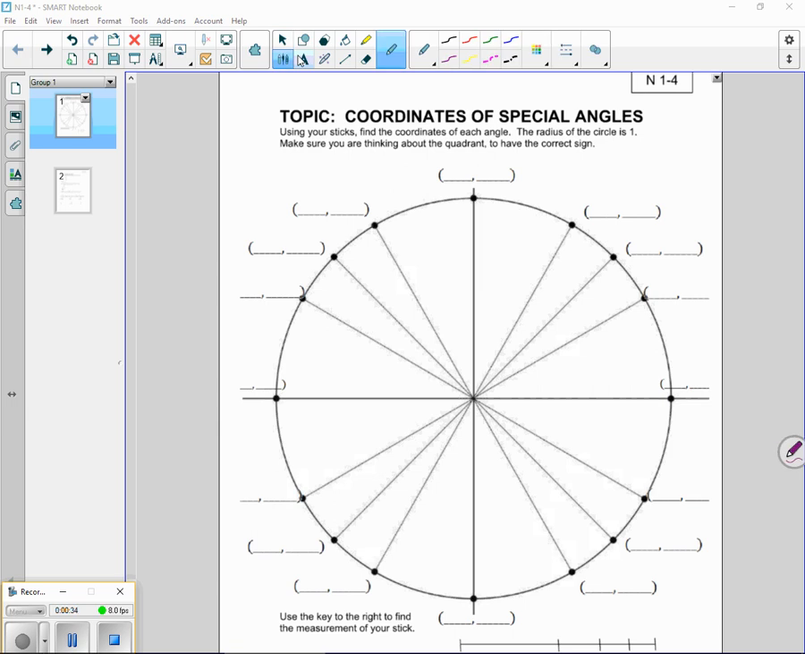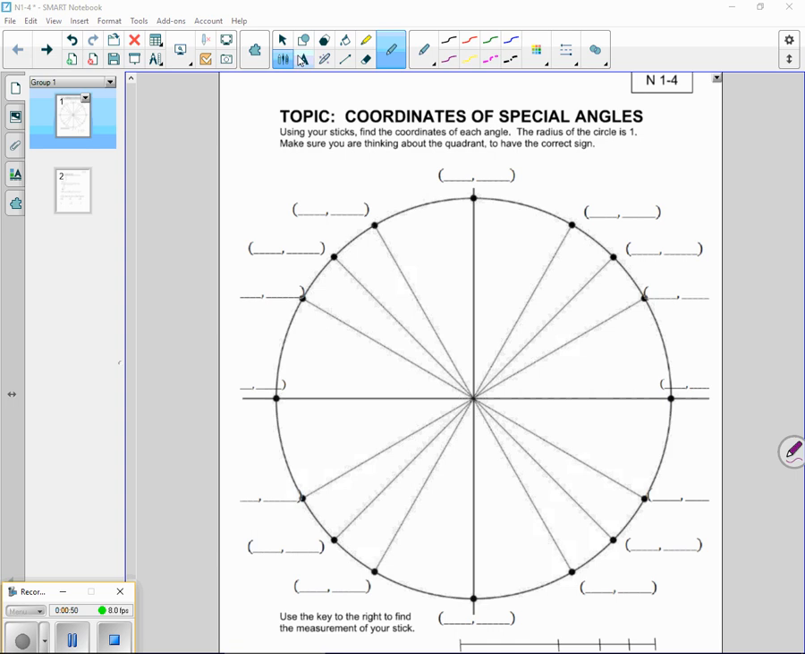Now, obviously with these notes, if you were in class, we had sticks for you to use and measure and things like this. So I can't really do that on a video. But here's what I want you to understand.